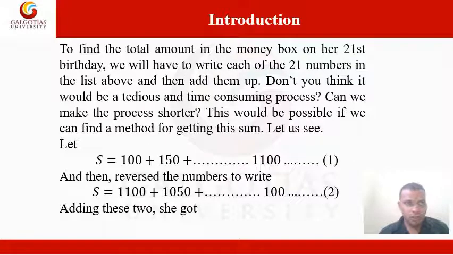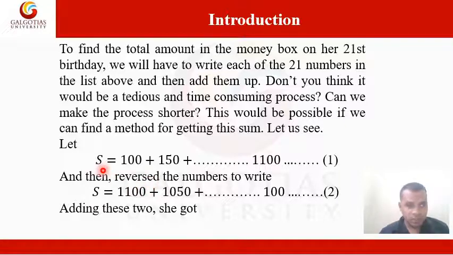To find the total amount in the money box on the 21st birthday, we will have to write each term up to 21 terms, and then we have to add them up. Don't you think that this is a very tedious task? 21 terms we have to add, and this is very tedious. How can I go about it? To make it easier, let us do one thing.